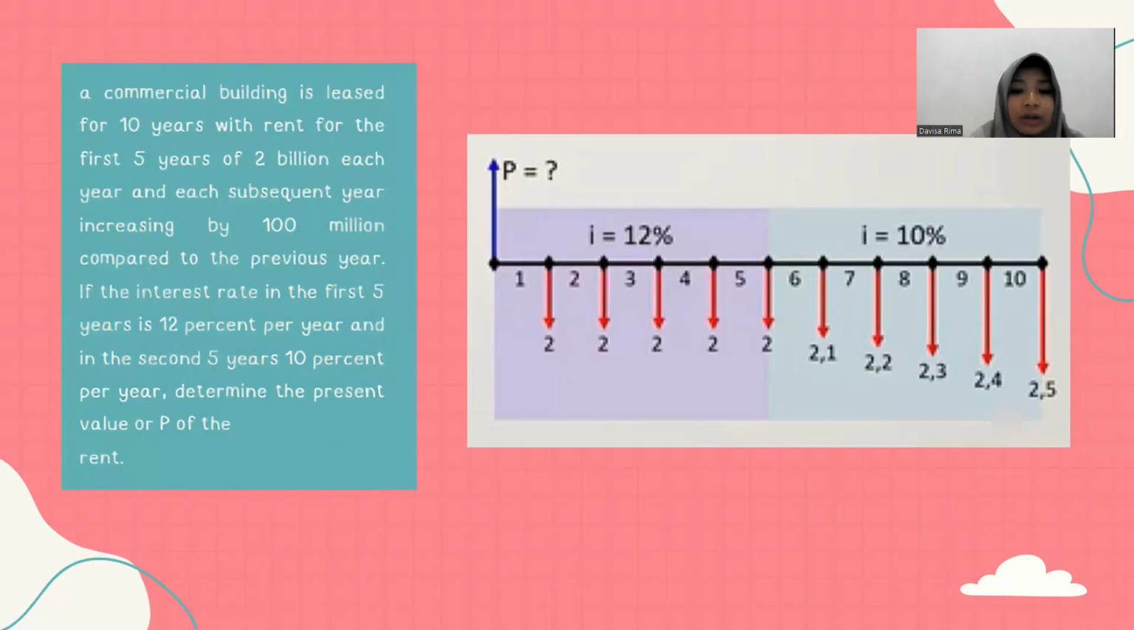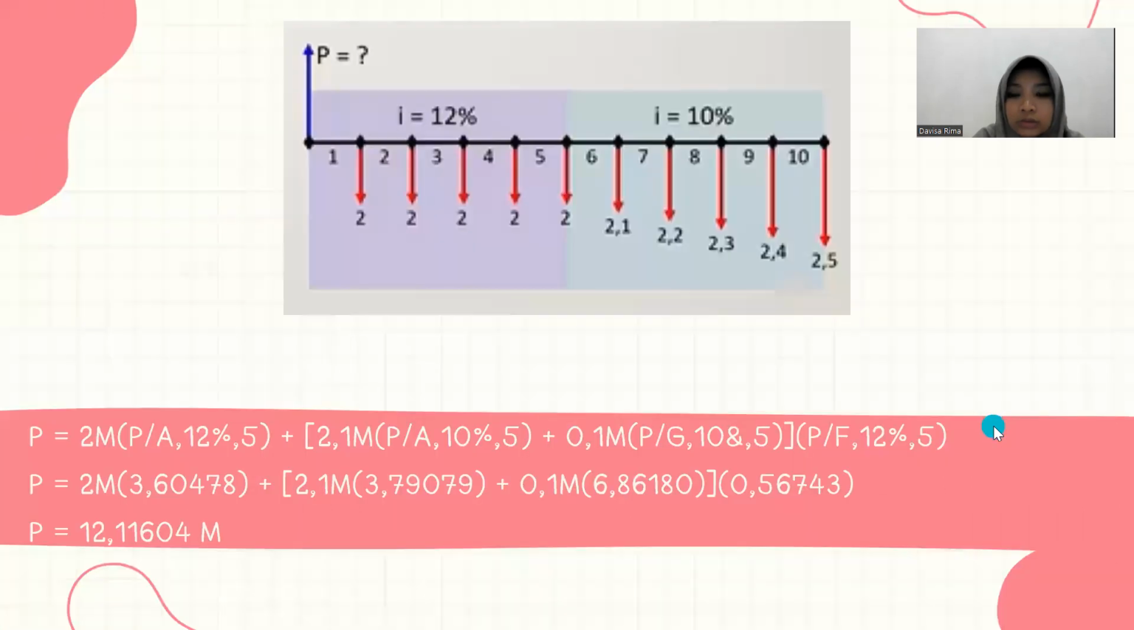Then, we note that in the first 5 years, the interest rate is 12%, while in the second 5 years, the interest rate is 10%. Here 12%, here 10%. The command in this problem is to determine the present value, or value at the beginning of the first year, P of the series of rents. So this is the first 5 years. This is the second 5 years.